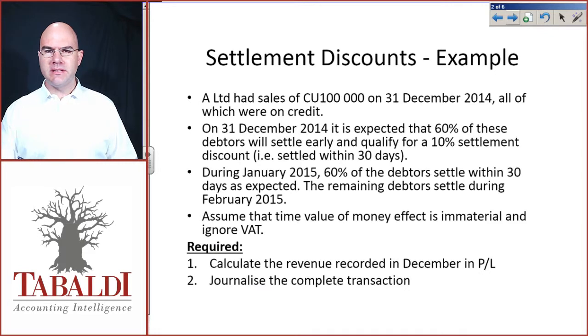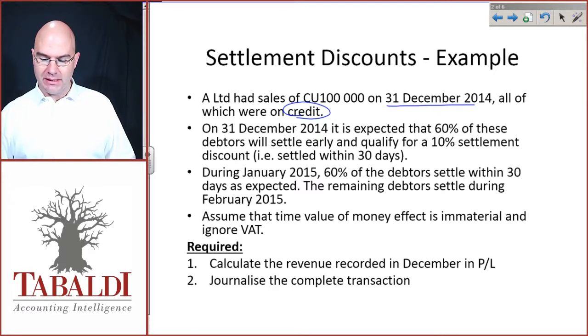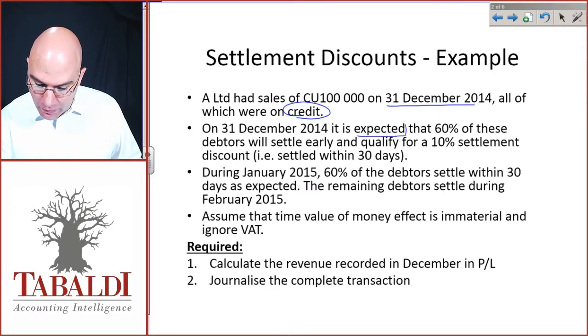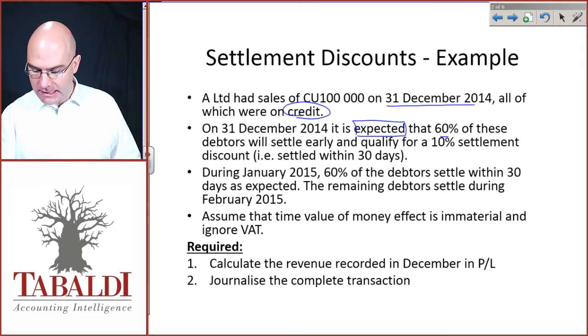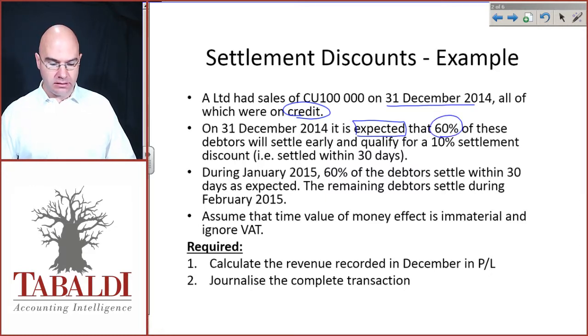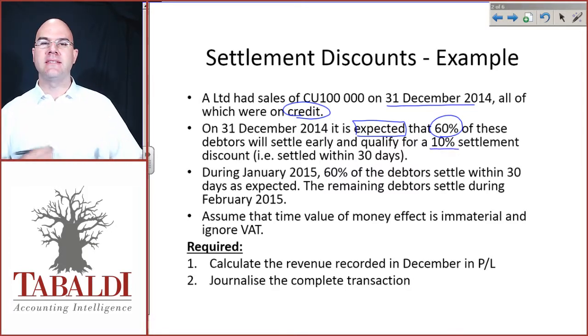So, a settlement discount. Here, A Limited had sales of 100,000 on 31st of December 2014, all of which were on credit. On 31st of December 2014, it is expected or estimated that 60% of these sales or debtors will settle early and qualify for a 10% settlement discount, i.e. if they settle within 30 days, they get a 10% discount on the original invoice.